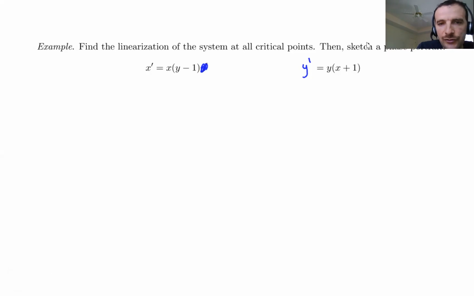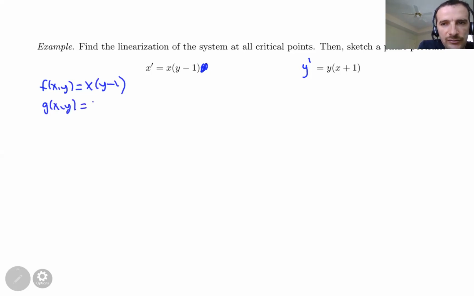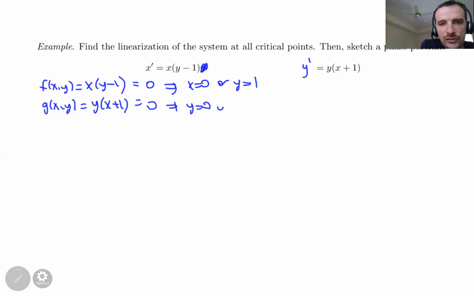Okay, so first of all, what is f of x, y? F of x, y is equal to x times (y minus 1), right? G of x, y is equal to y times (x plus 1). We are going to set these equal to 0. So from there, I get x is equal to 0 or y is equal to 1. And from there, I get y is equal to 0 or x is equal to minus 1, right? So what are the combinations which give both 0?